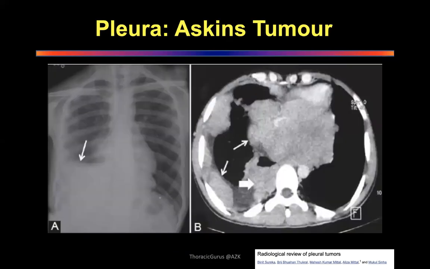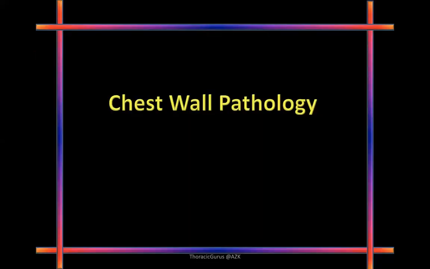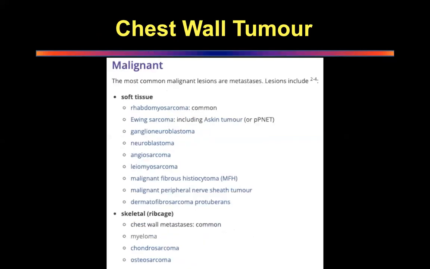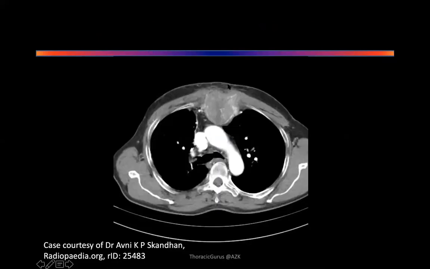A little bit about Askin's tumor. This is a specific tumor of the pluripotent cells of the lining of the pleura. Go through the textbook and it'll tell you all about it. Let's carry on to the next one. Okay? Quickly now. Really quickly. Now we don't have time. What is this? Vikas, take it.